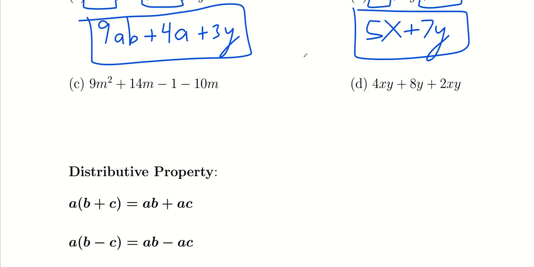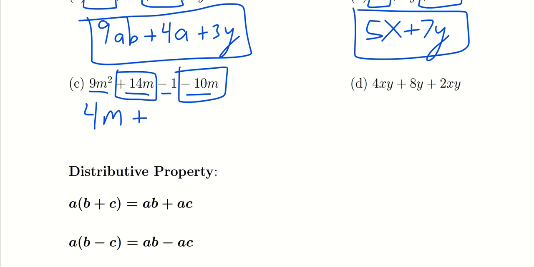In example C, we have 4 terms this time. There's 1, 2, 3, and 4. And of those 4 terms, these would be the 2 that are alike because they are both m terms. A positive 14m combined with a negative 10m, 14 minus 10 we know is 4m. The 9m squared is a positive 9m squared, and then we have minus 1. And as we stated a moment ago, even though the 4m and the positive 9m squared both have a variable m in it, they are not like terms because they don't have exactly the same exponent.